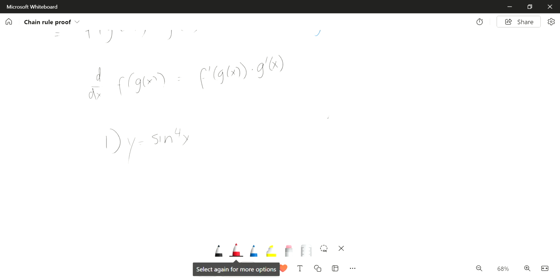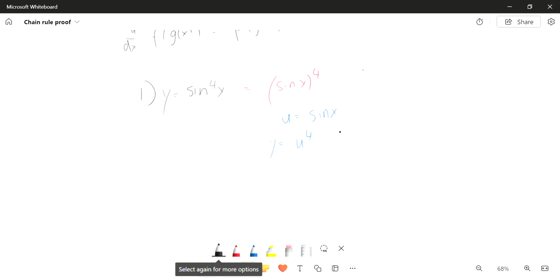So what I would normally do is find what the innermost function is. This can be written as sine x all to the power of 4, which for the purpose of this problem helps. So you'd want to replace the inner function with some variable, u. I'll call it u. So that means u is equal to sine x. That also means y is equal to u to the power of 4 because of how composite functions work.